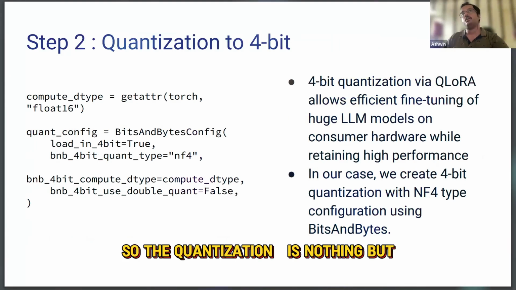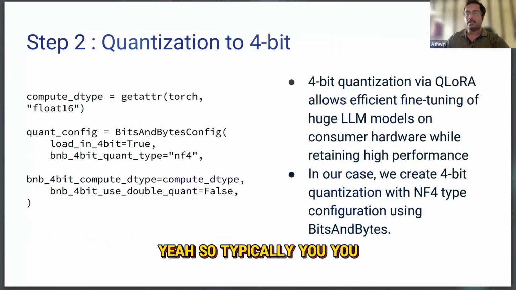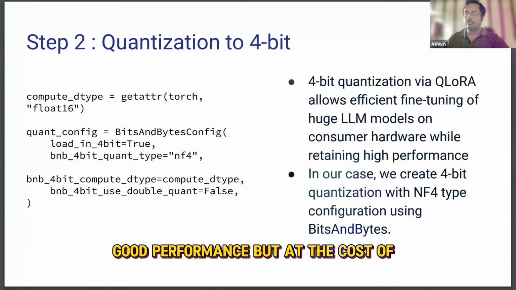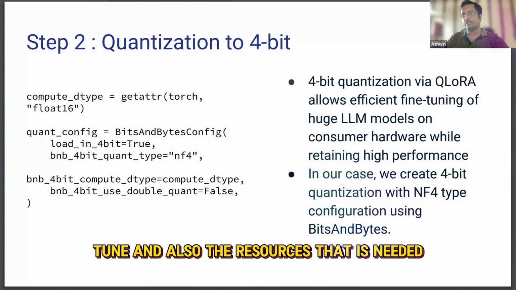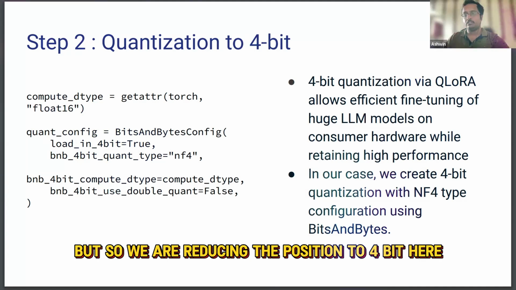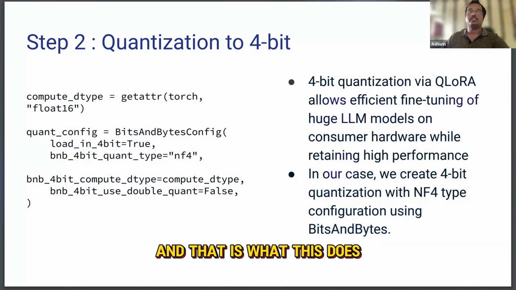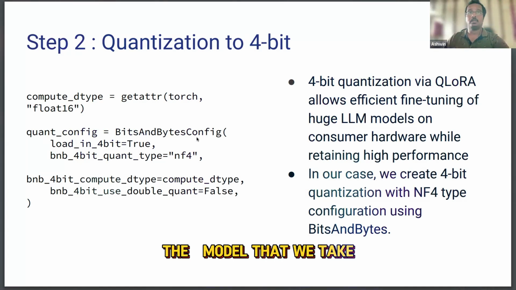So the quantization is basically you are reducing the precision. Typically you have 16-bit precision, which is going to give a good performance, but at the cost of the time it takes to fine tune and also the resources that are needed. So we are reducing the precision to 4-bit here, and that is what this does. BitsAndBytesConfig is the library that we use to quantize the model that we take.